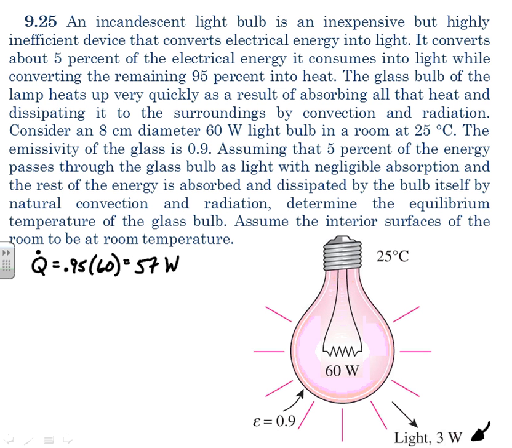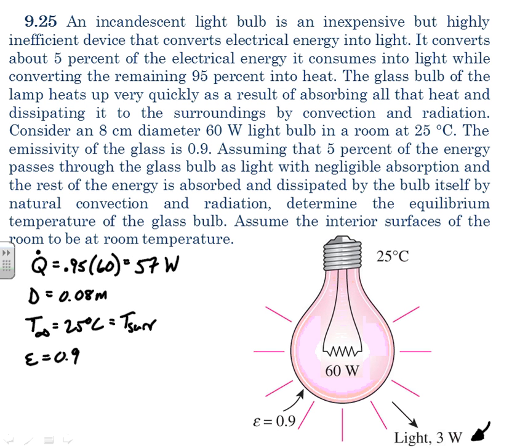So we have the heat transfer rate. We also know the diameter, so we're going to assume this light bulb is a sphere. So the diameter is 0.08 meters. We have the T infinity. The room is at 25 degrees C, and that's also equal to the temperature of the surroundings when you look at the radiation component. Okay, that's the temperature of the walls. We have the emissivity, 0.9, and that's about it.